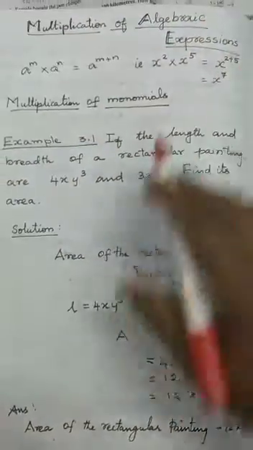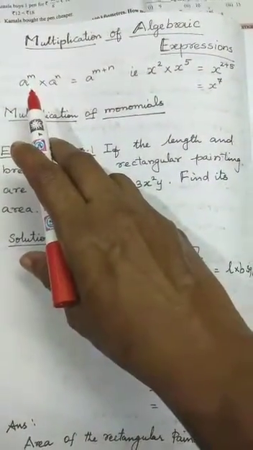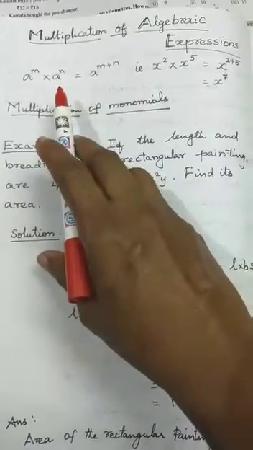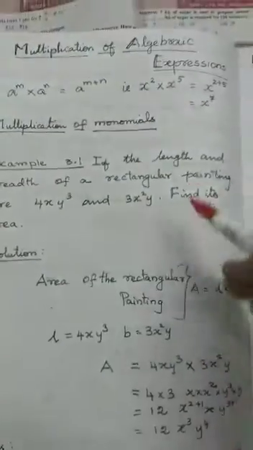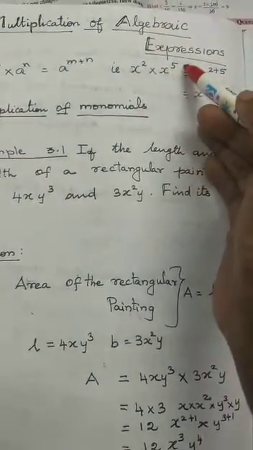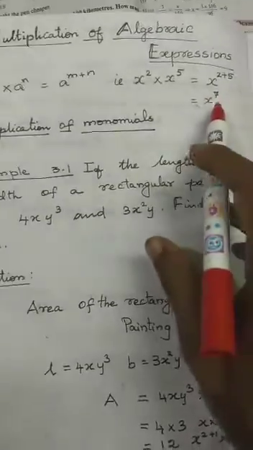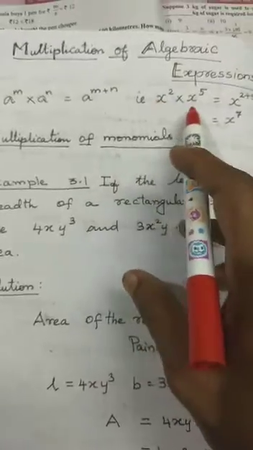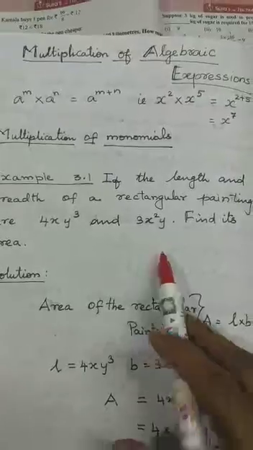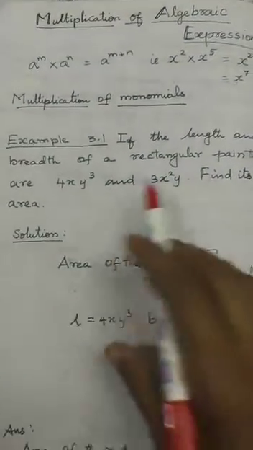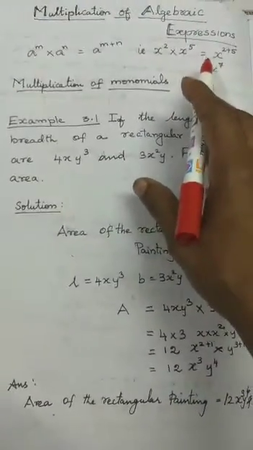Multiplication of algebraic expression. Here we know in the exponents we have seen that a power m into a power n equals a power m plus n. So x square into x power 5, the answer is x power 2 plus 5, that is x power 7. If the bases are same, you have to add the powers or exponents. Multiplication of monomials. We are going to use this for the variables.